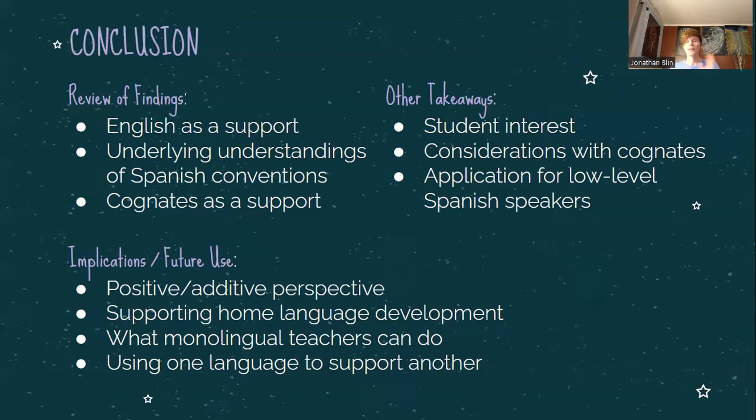And then the last bigger picture thing that I took away from this was that you can use one language to support another, right? That goes for whatever language you already know, whatever language you want to know. The language that you already know is always going to be a support when you're trying to learn another language.